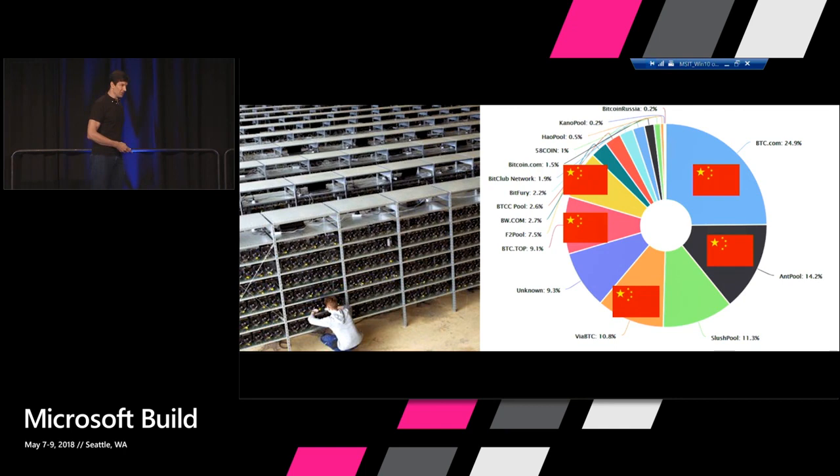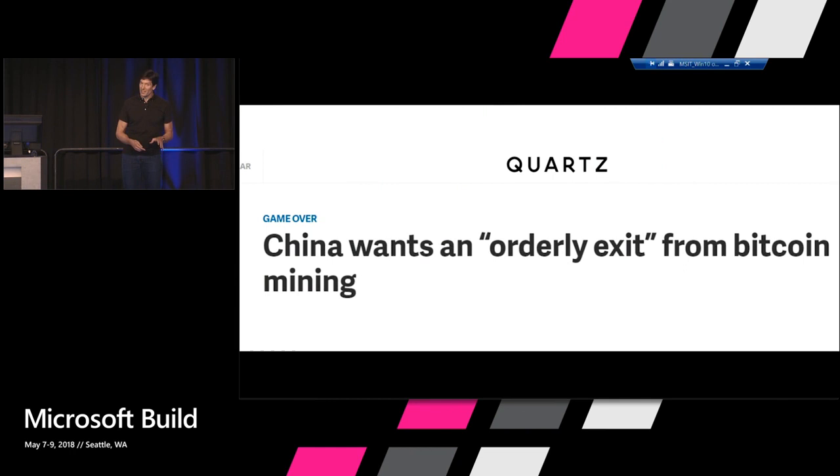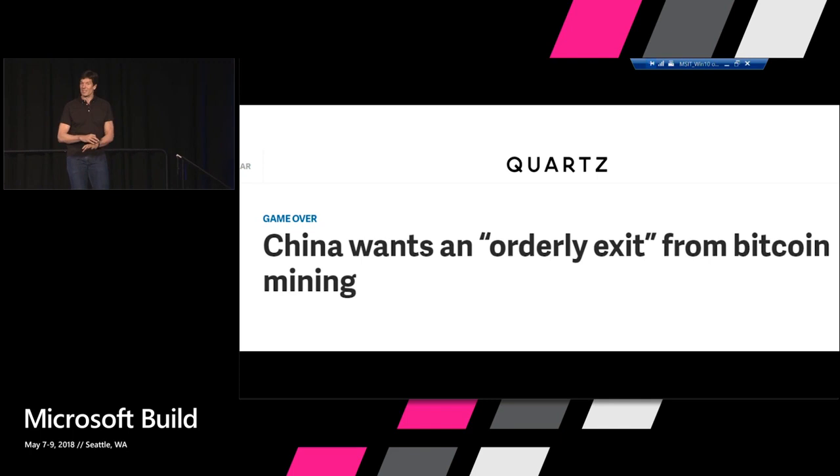By the way, here's the other one, Slushpool, it's in Czech Republic. Now, also the interesting thing about China is that the Chinese government, the financial regulators there, have banned cryptocurrency. And this is from about 2 months ago. Game over, China wants an orderly exit. Basically, they said, we're banning cryptocurrency. In fact, we're also banning mining. You can't do mining anymore.